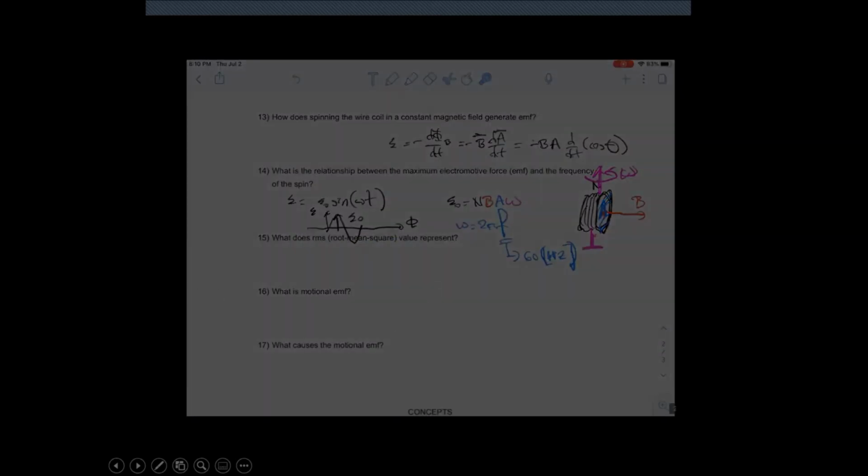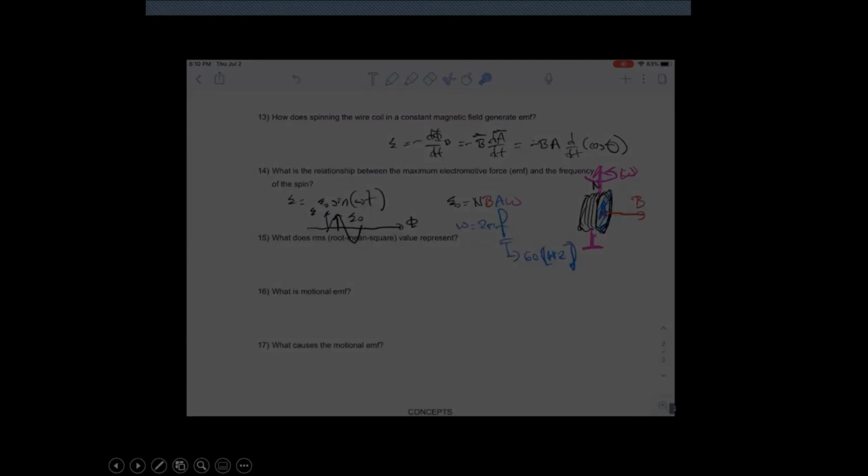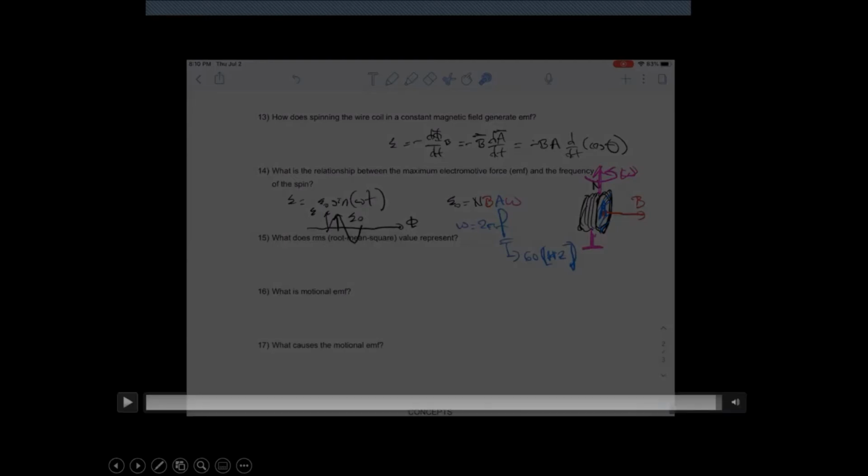In the United States, it's going to be 60 hertz. So we talked about the root mean square value that represents the non-zero averages.